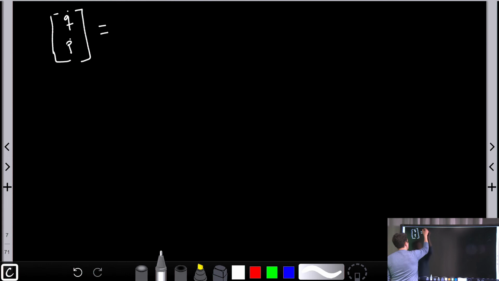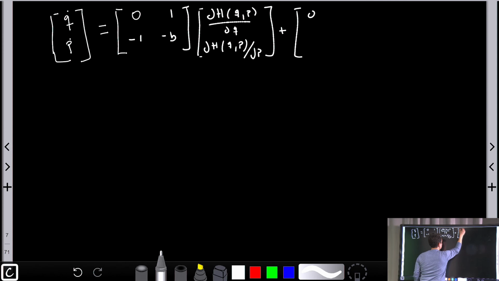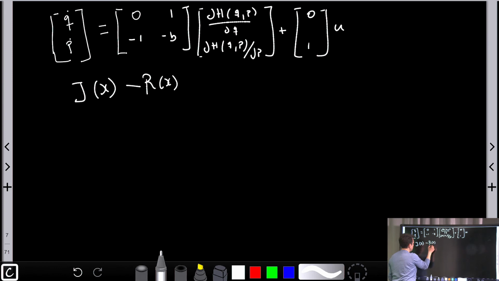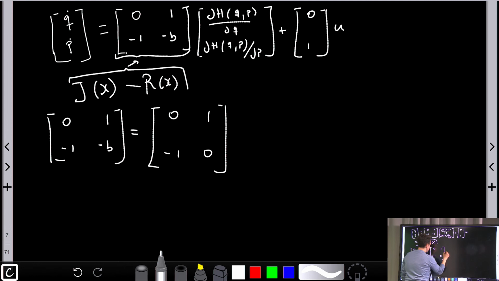Now, as I was saying, this is going to be 0, 1, minus 1, minus b, that multiplies the partial derivative of H, plus the input matrix multiplied by the input. And I said, okay, J(x) minus R(x), what is the meaning of that? This matrix is actually the summation of two different matrices: one with 0, 1, minus 1, 0, minus another with 0, 0, 0, and b.